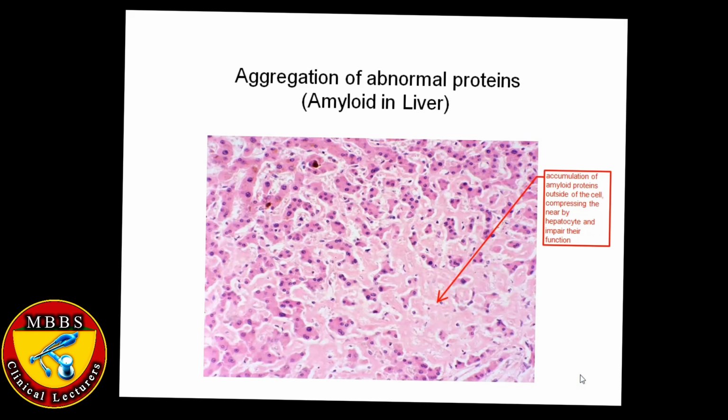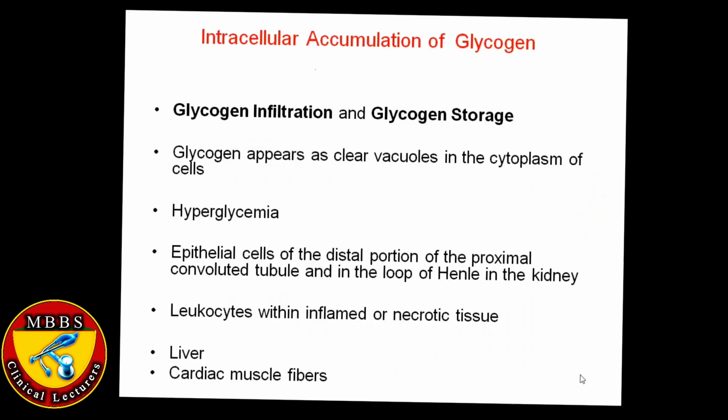Here is a picture of the liver where there is an aggregation of abnormal protein that we call amyloid in the liver. So there is accumulation of amyloid protein outside the cell, surrounding the nearby hepatocytes and impairing their function. They impair the function by accumulation in the liver.